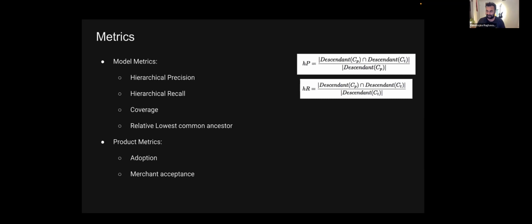The only wrinkle in this is it's a hierarchical classification, right? So normally people talk precision and recall. We talk hierarchical precision, hierarchical recall. We have coverage, lowest common ancestor. All of those are fairly self-explanatory. Again, more important product metrics: adoption and merchant acceptance, right? Like how many merchants actually use us and how is that then downstream being consumed, right?